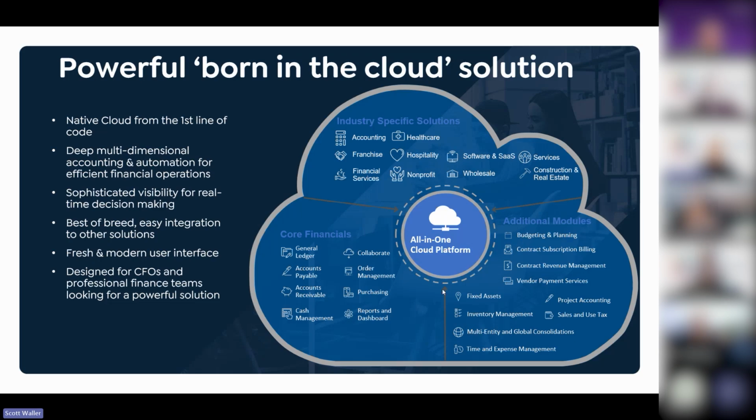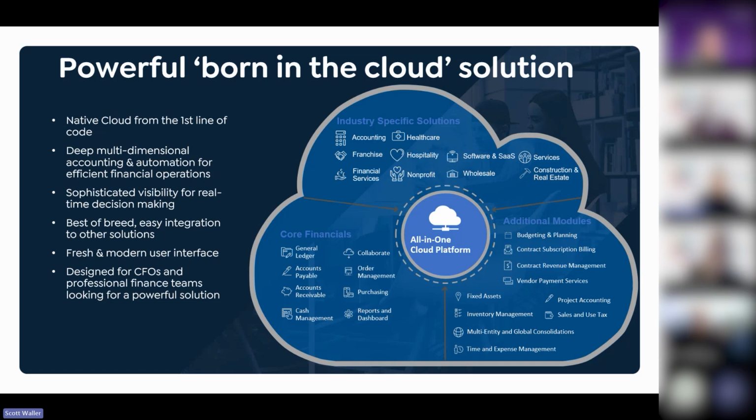So over in this cloud infograph, what you get out of the box with Intacct is the core financials. So everything that you would expect. So general ledger, accounts payable, accounts receivable, cash management, so on and so forth. Over on the right-hand side, we've got additional modules.